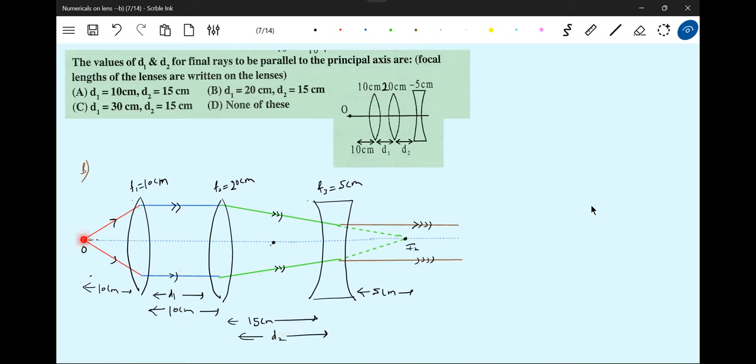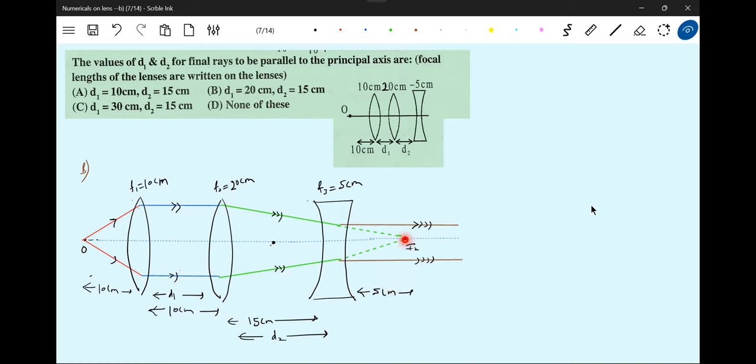So first let me start here. So object is at a focal length, real object kept at the focal length of the convex lens. After refraction, the rays will become parallel. Then the rays are incident parallel on convex lens, they'll converge at the focal length. Why the focal length of this 20 centimeter? So this distance is how much? It's 15 centimeter. So at 5 centimeter, they'll converge.